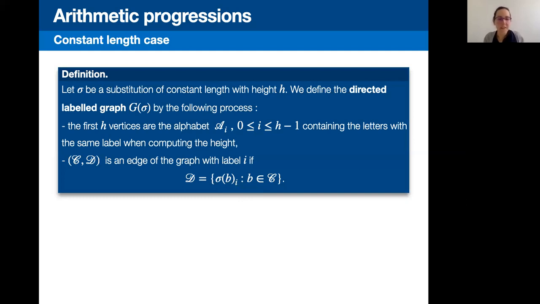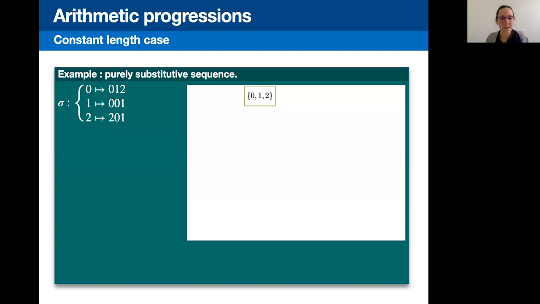So I think it would be a little bit more precise with an example. We start with the whole alphabet, because with h equal to 1 we have only one alphabet, and we will take the image of 0, 1 and 2 under sigma, and it goes to 0, 0, 2 for the letter with index 0. So we will draw this edge. And if we take the letter with index 1, we will obtain 1 and 0. So we draw this edge and so on.